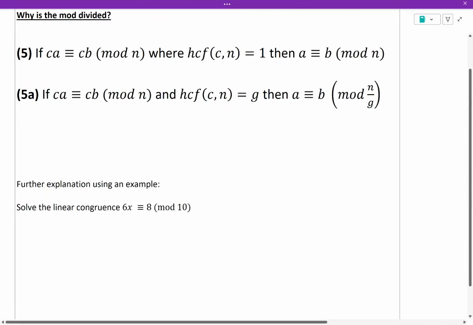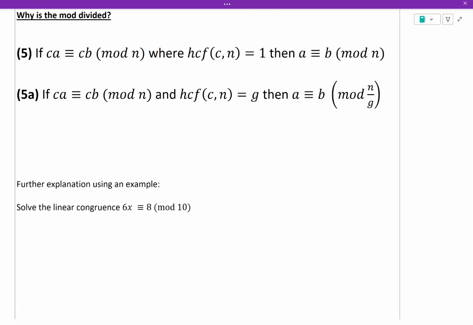Okay, so what I'm going to explain in this video is why we divide the mod when the highest common factor is not equal to 1. We spoke about that scenario, how many solutions it gives and how we solve it, but why do we actually have to divide the mod? Because I hadn't explained that yet. Now, this is not a formal proof, but it is just the logic behind it.